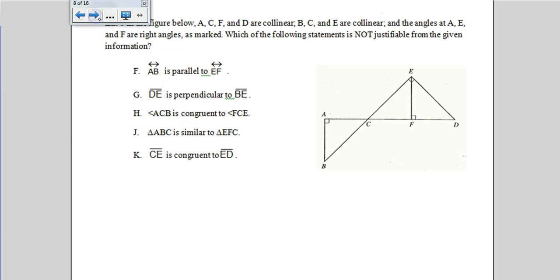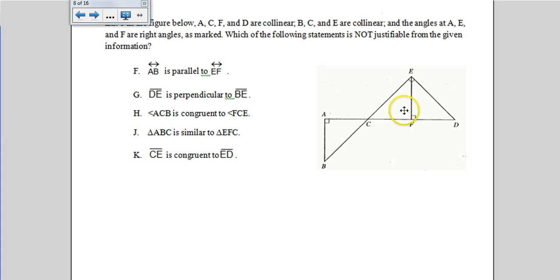Okay, next problem. This one is a thinker. In our figure, they tell me some things are collinear, and they tell me some right angles are as marked. And the question is, which of the following statements are not justifiable from the given information? So we're looking for which statement is false. This is kind of hard to do. So we're just going to read through them and we're going to put yes, no, or maybe, depending on how we feel. So AB is parallel to EF.